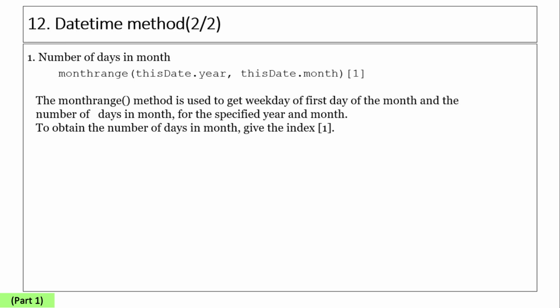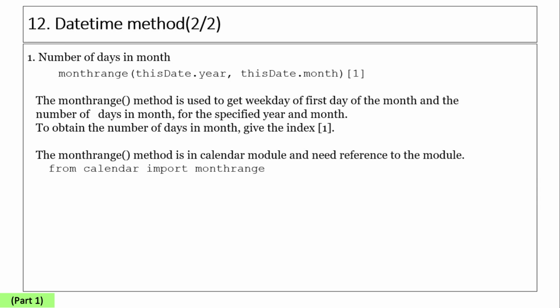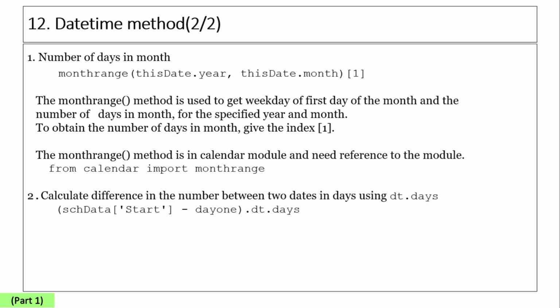The number of days in a specific month can be found using the monthrange method. The monthrange method is used to get the weekday of the first day of the month and the number of days in the month. To obtain the number of days in the month, give the index 1. The monthrange method is in the calendar module and needs a reference to it. Use dt.days to calculate the difference between two dates in number of days.